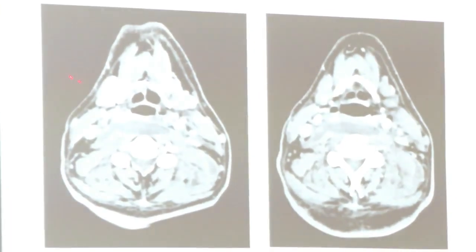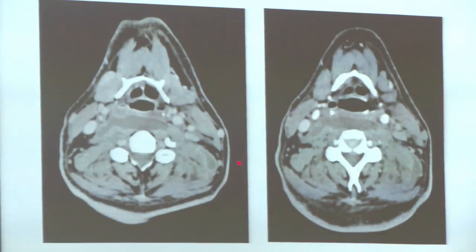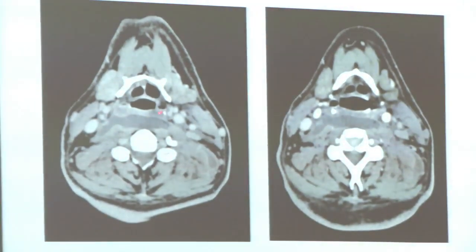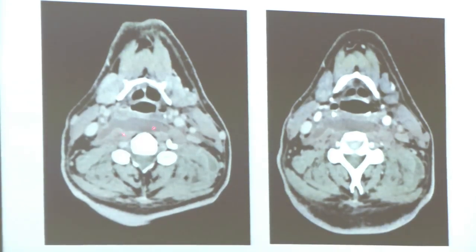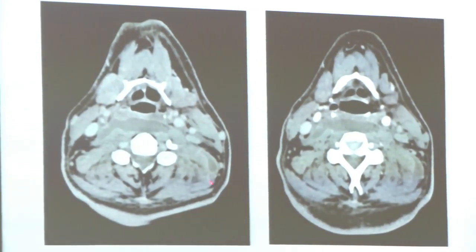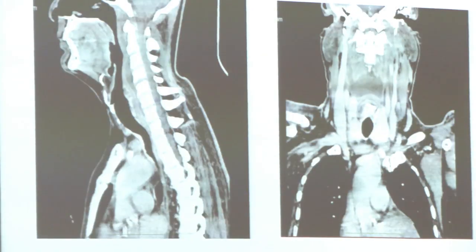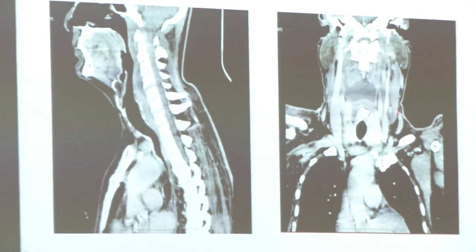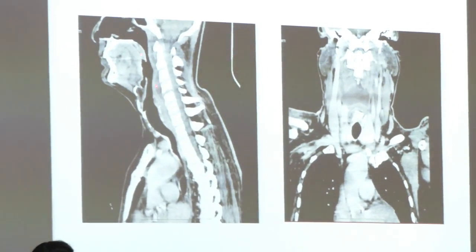These are axial CECT sections of the neck, showing us the presence of a relatively defined heterogeneously hypodense lesion with peripheral enhancement involving the prevertebral space. And here on the left side we can see the extension to the left paraspinal muscles also. Next. These are sagittal and coronal images of the same patient, showing us the presence of the same abscess.